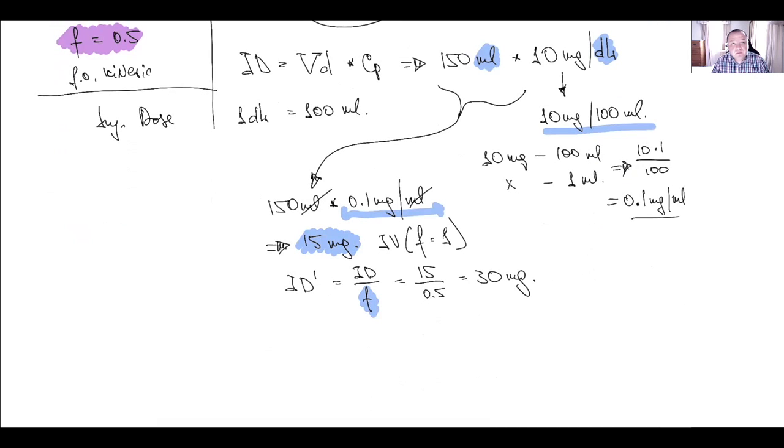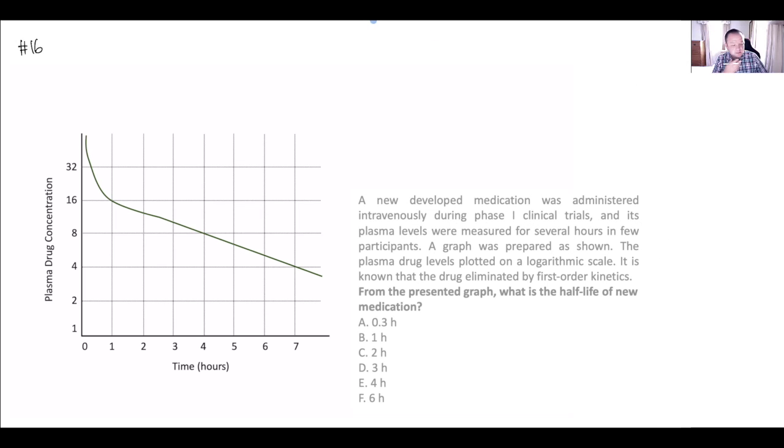Now let's play with elimination and the half-lives. Here we should keep in mind first order kinetic and zero order kinetic. In case of first order kinetic, we have constant fraction eliminated, and in case of zero order kinetic, we have constant amount eliminated. Let me show you that half-life is the time when concentration decreases 2 times.